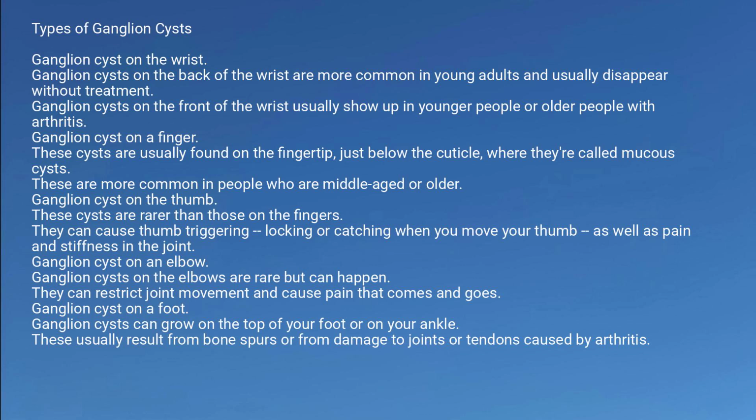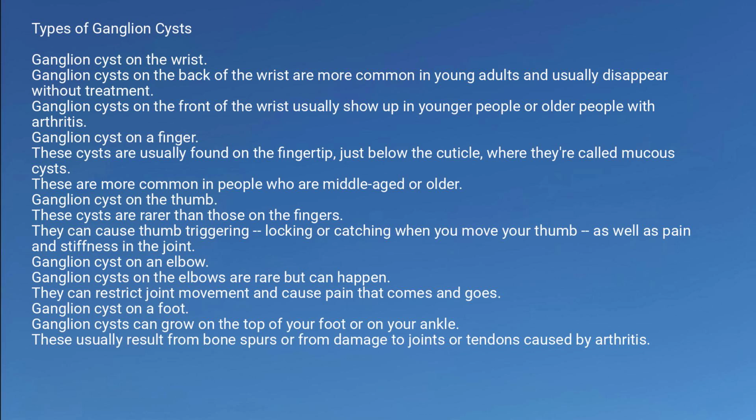Ganglion cyst on a finger. These cysts are usually found on the fingertip, just below the cuticle, where they're called mucus cysts. These are more common in people who are middle-aged or older. Ganglion cyst on the thumb. These cysts are rarer than those on the fingers.